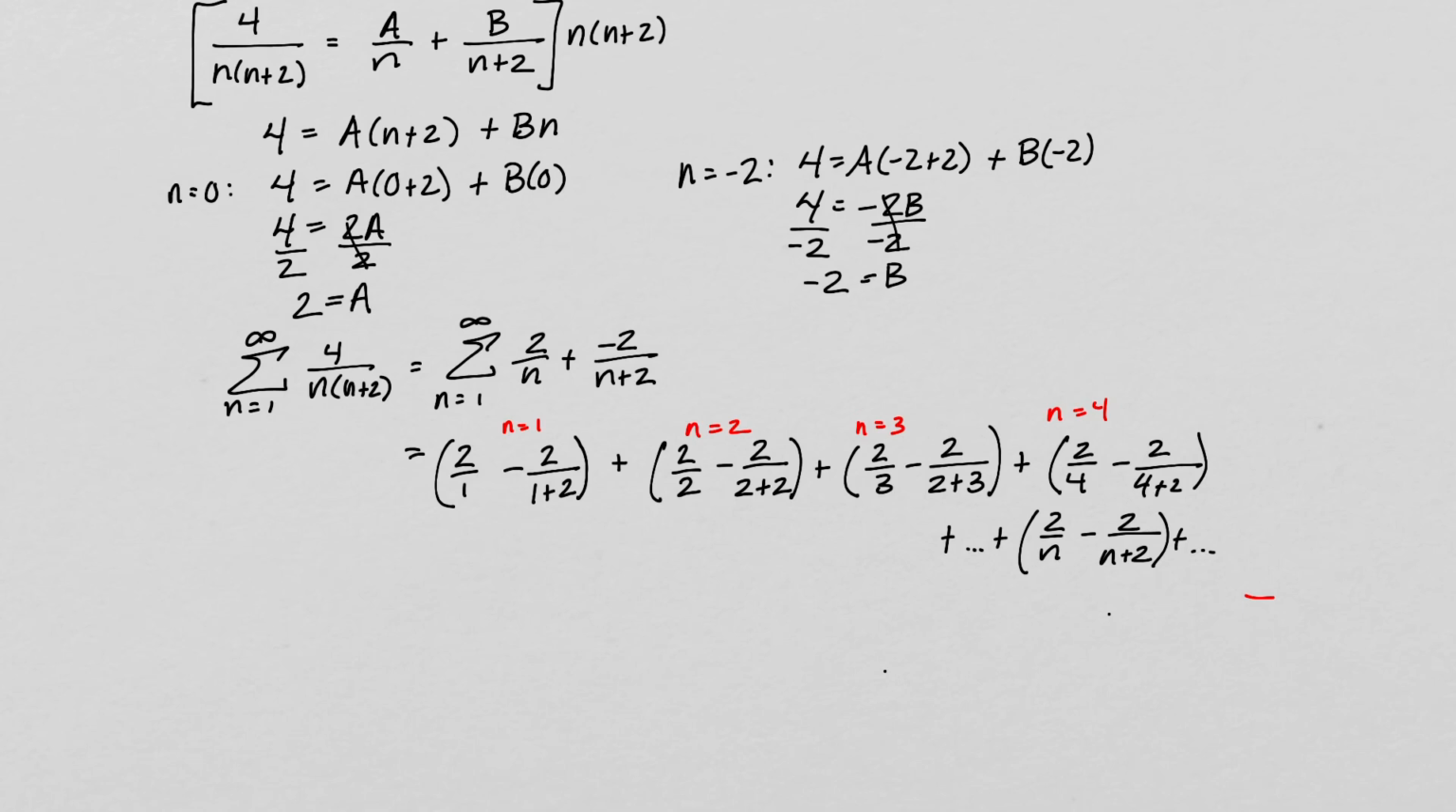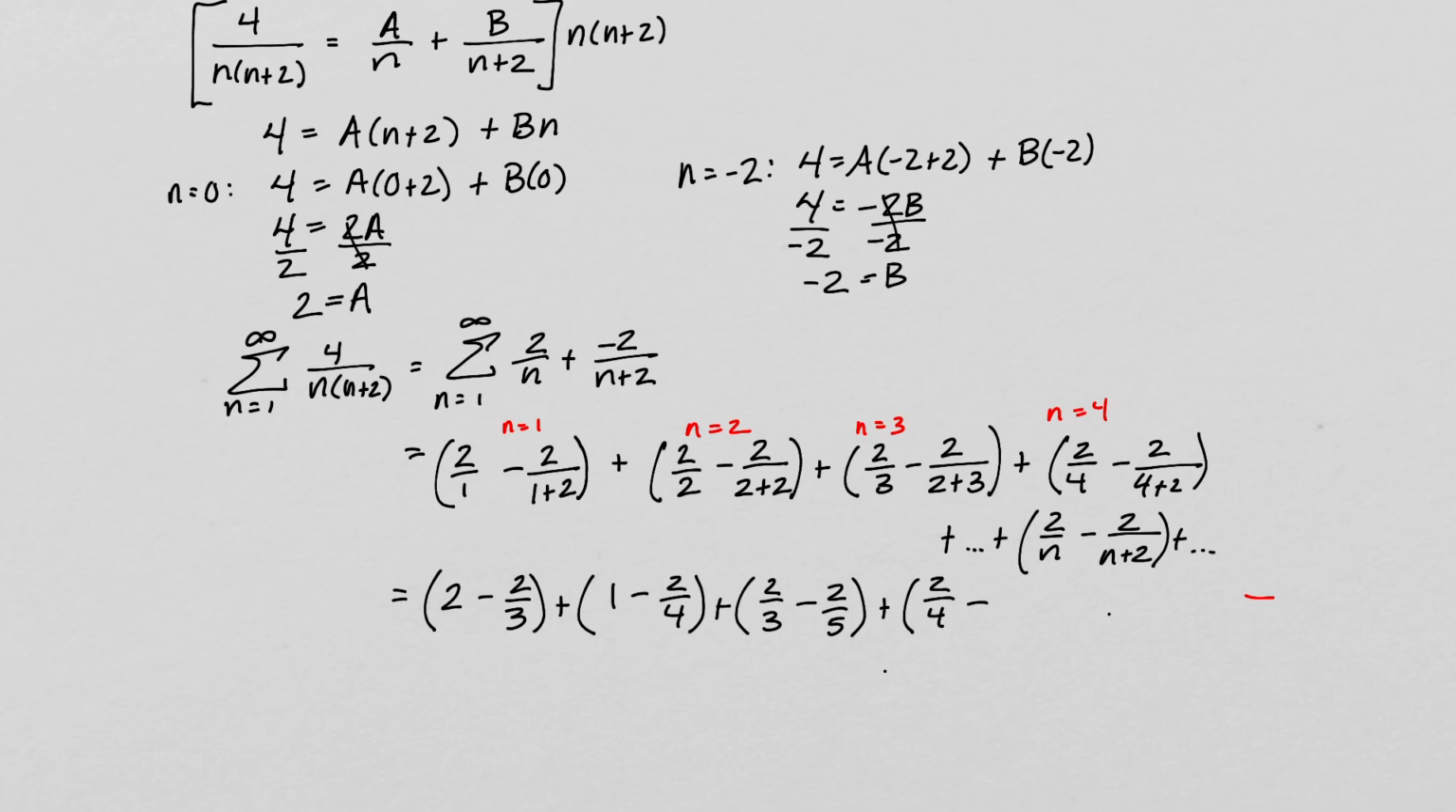So I'm going to work out what these are. We've got 2 minus 2/3 plus 1 minus 2/4 plus 2/3 minus 2/5 plus 2/4 minus 2/6 plus dot, dot, dot, plus 2 over n minus 2 over n plus 2 plus dot, dot, dot.